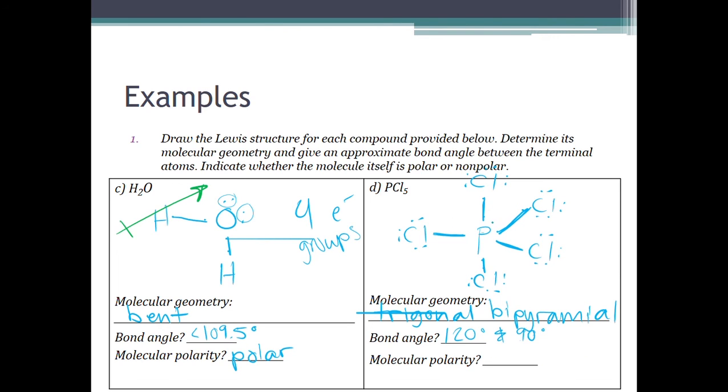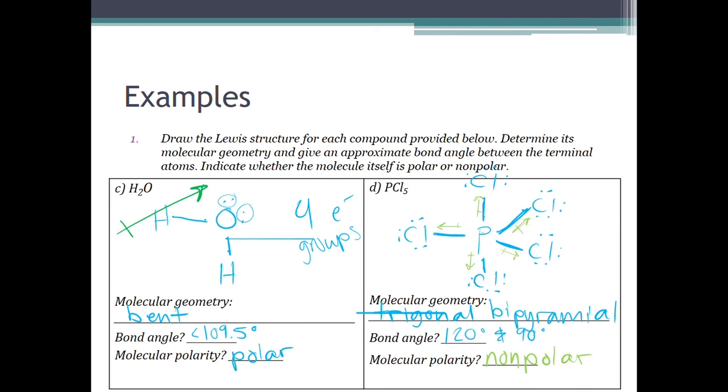And this is a polar bond between phosphorus and chlorine, but since we've got a polar bond pointing this way, and this way, and this way, and this way, and this way. When you take into account the three-dimensional shape of this molecule, these are all canceling out, and as a result, we end up with a non-polar molecule. It does contain polar bonds, but they are all symmetrical. All of our terminal atoms are exactly the same. There are no lone pairs on our central atom, so this is a non-polar molecule.